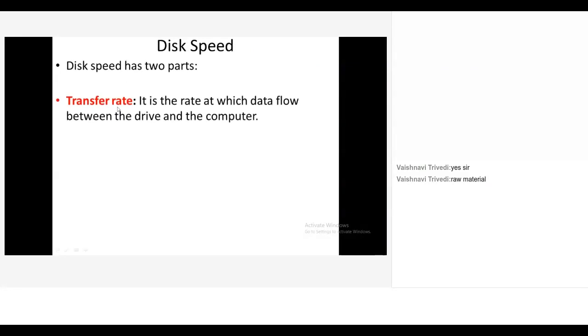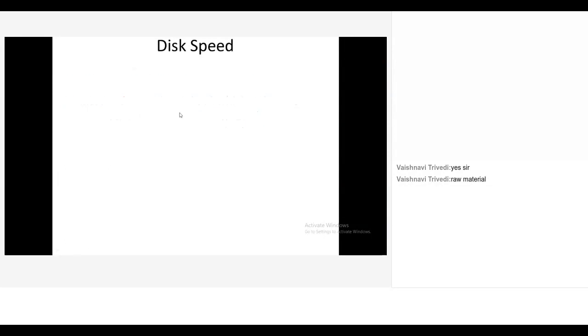What is transfer rate? It is the rate at which data flows between the drive and the computer. What computer are we talking about? Your main memory, right? It is the rate at which data flows between the drive and your main memory. Okay. And the next one is positioning time or random access time.